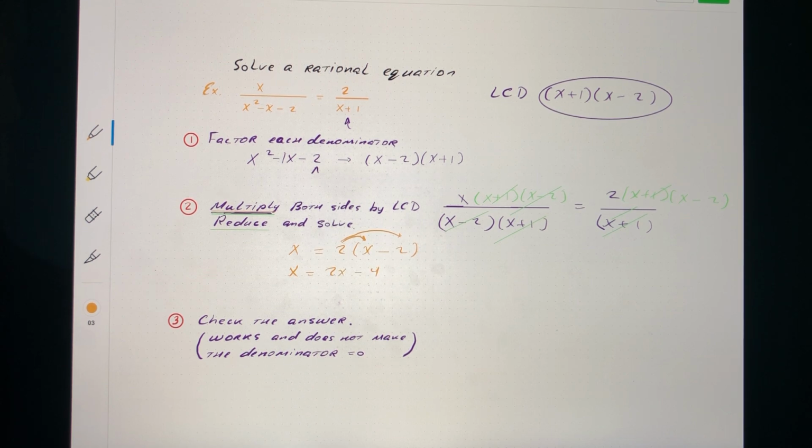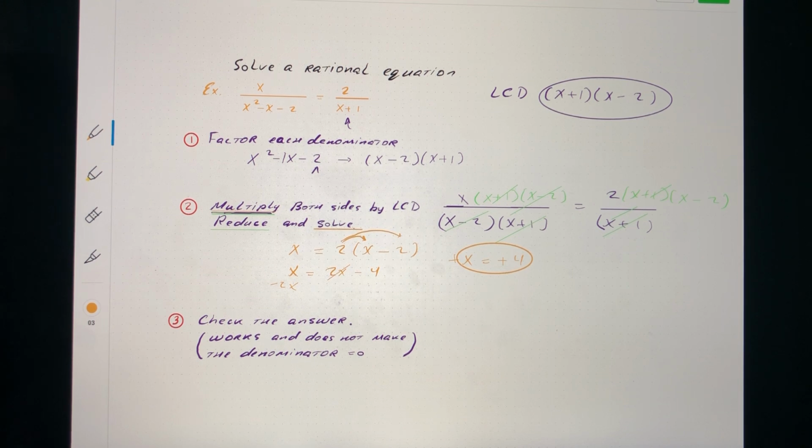If we subtract 2x from both sides, that makes negative x is negative 4. But we're looking for positive x, not negative x. So we multiply both sides by negative 1 and get x equals 4. So our solution is 4. That's the end of the solve.